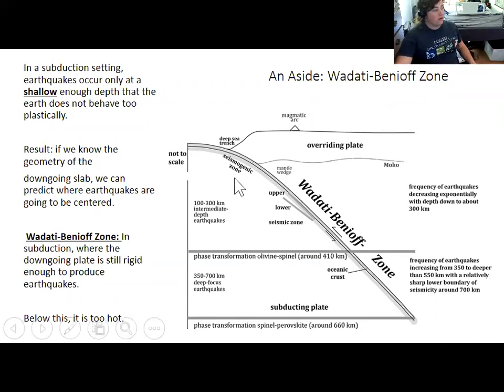So earthquakes occur along the fault in the Wadati-Benioff zone and the zone above where it's too hot. The Wadati-Benioff zone is where it's cool enough for energy to build up and for earthquakes to occur. And remember that earthquakes occur along the fault itself. The hypocenter is going to be anywhere along here.